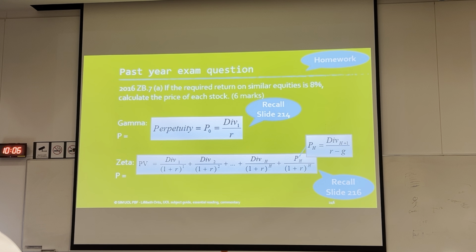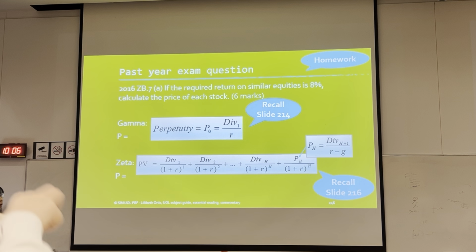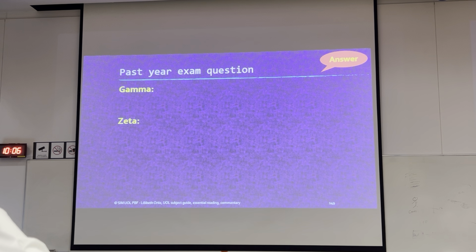For gamma, it's simply a perpetuity. It pays you the same amount forever. For zeta, it's a two-step process. You have some early dividends, and you make an assumption of the terminal price based on the assumption of a certain dividend pattern. So then your answer will be 50 pounds for how much gamma would be worth. It's paying 4 in dividends forever, and your discount rate is 8%.